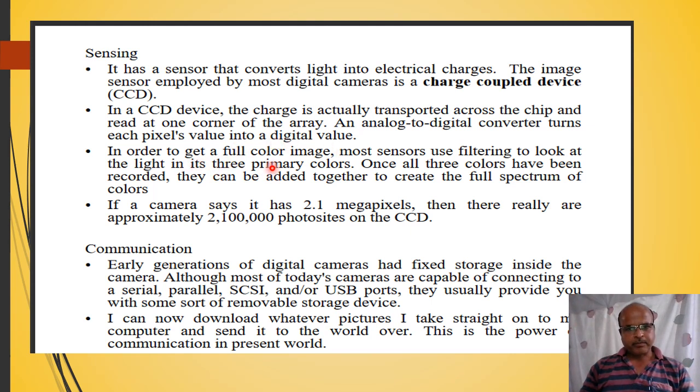In order to get a full color image, most sensors use filtering to look at the light in its three primary colors. Once all three colors have been recorded, they can be added together to create the full spectrum of colors. If a camera says it has 2.1 megapixels, then they really are approximately this photo size.